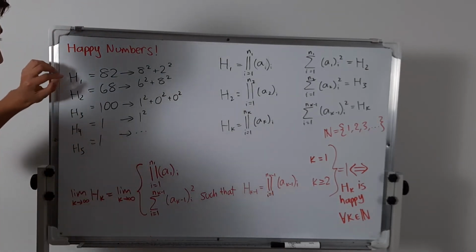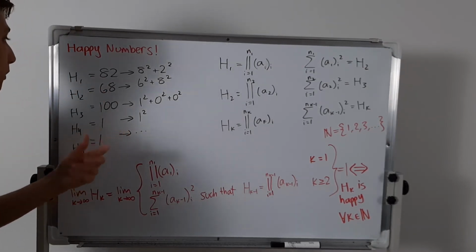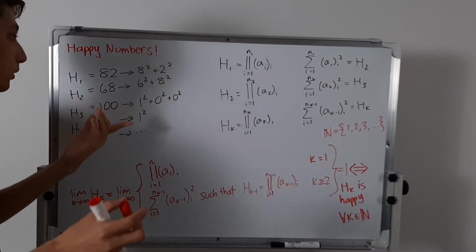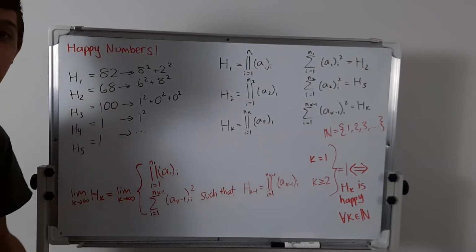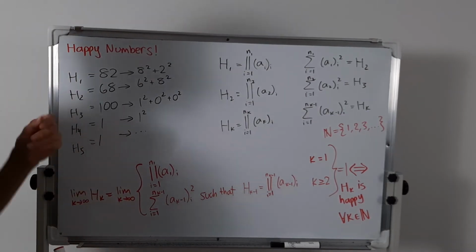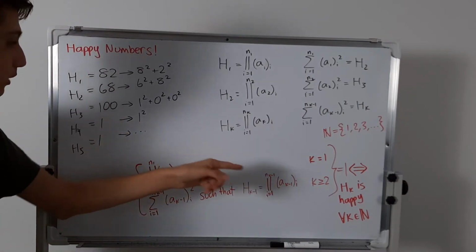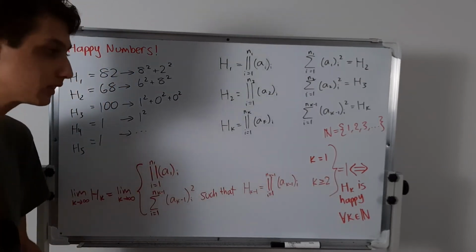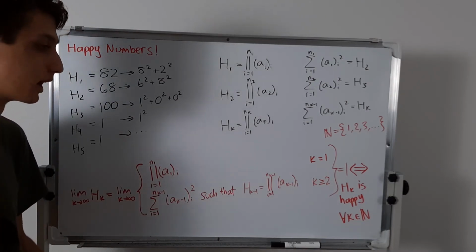Because we know that if 82 follows this process, we already know that 82 is happy. But what if we omitted that one and we started at 68? Well, if we go through the same process, then we'll find that 68 is happy. We also know that 100 is happy, and 1 is definitely happy, right? And if we had numbers before, then we would know all of those numbers are happy. So every single number in this list is happy if this limit is equal to 1. And if it's not equal to 1, then we know that none of the numbers are happy, okay?